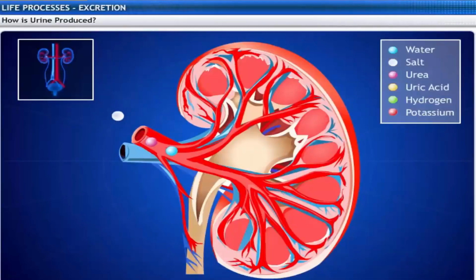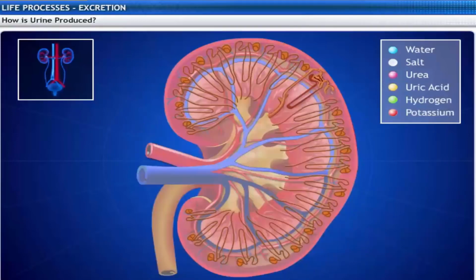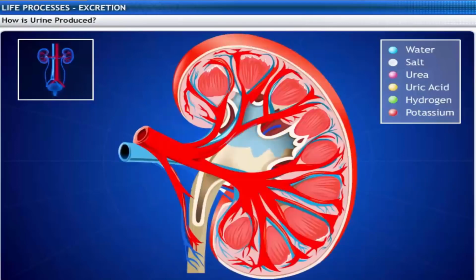Waste products in the body are transported by the blood to the kidneys through the renal arteries. Unwanted wastes and toxic products such as urea, uric acid, hydrogen and potassium ions are left behind in the kidneys. These excretory products are removed by nephrons in the form of a liquid called urine.